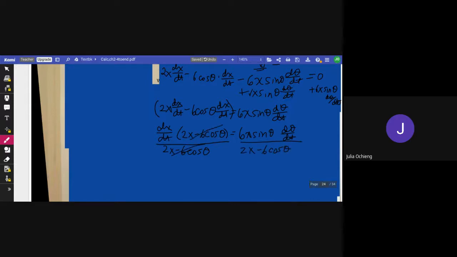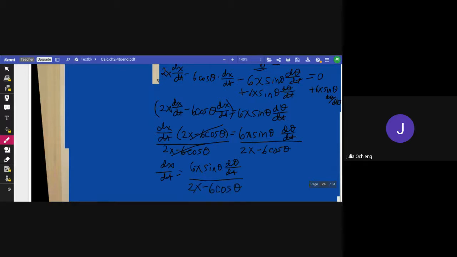That cancels out, and I now have dx over dt equals 6x sine theta d theta over dt over 2x minus 6 cosine theta, if you can read that. All right, it's now plug and check.